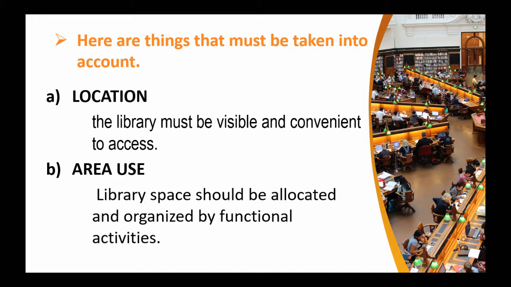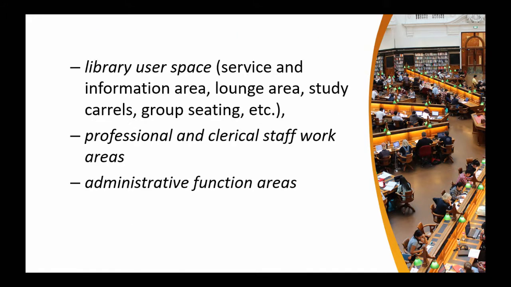The next is area use. Library space should be allocated and organized by functional areas. Activities, I mean. In every section, it should be organized by its functions. Like in circulation, the resources there are general books, general resources. There are no specific resources there. I mean, all kinds of books are there. So, all kinds of books, all kinds of subjects, we are going to put there.